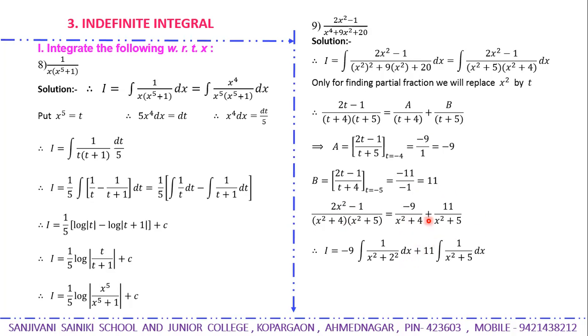So integrate this equation. The integral of 1 upon x square plus a square is 1 upon a tan inverse of x by a. And here also the same formula we are going to use: minus 9 by 2 tan inverse of x by 2 plus 11 by root 5 tan inverse of x by root 5 plus c.